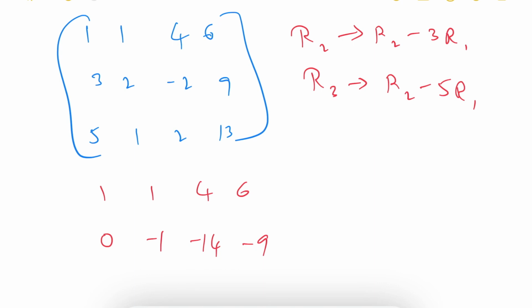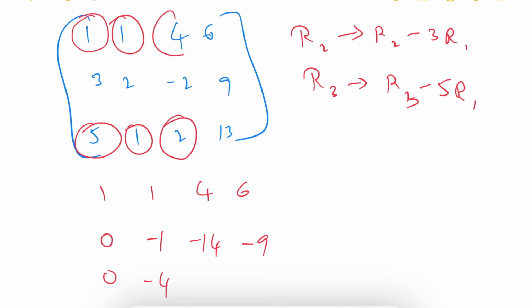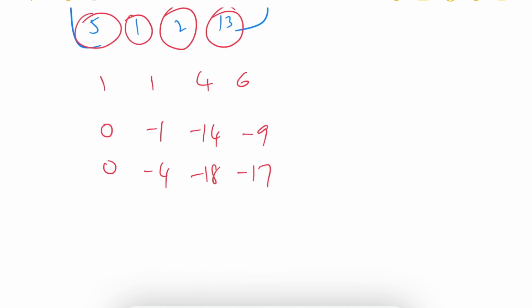So I said R3, it's right, because if you do R3, then only we'll get 0. 5 minus 5 times again, 5 minus 5 is 0, 1 minus 5 is minus 4, 2 minus 20 is minus 18, next 13 minus 30 it will become minus 17. Okay, this is the newly formed one again.